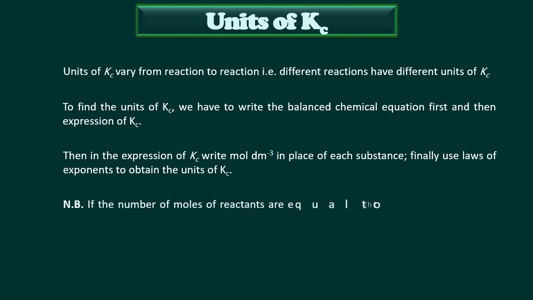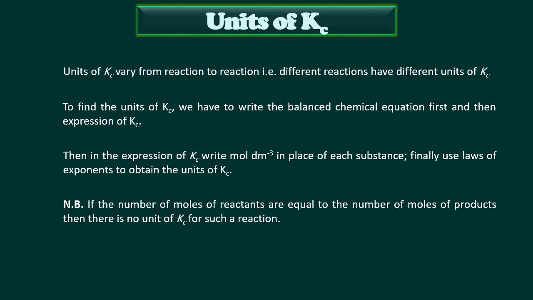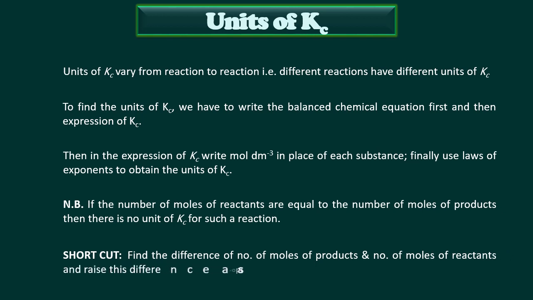Note that if the number of moles of reactants are equal to the number of moles of products, then there is no unit of Kc for such a reaction. There is a shortcut method as well. Find the difference of number of moles of products and number of moles of reactants and raise this difference as a power of mole per dm cube. Simplify to get the units of Kc. Let me now explain these points with the help of a few examples.